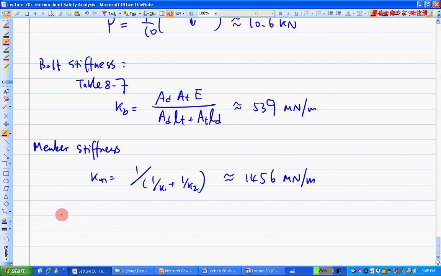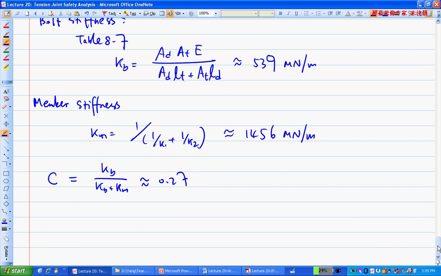Then the C value, as we defined, is KB over KB plus KM, and this is approximately 0.27. Okay, so now we're ready to calculate the safety factor. To calculate the safety factor, we need the proof strength SP. So what are the bolts here? This is ISO class 5.8.